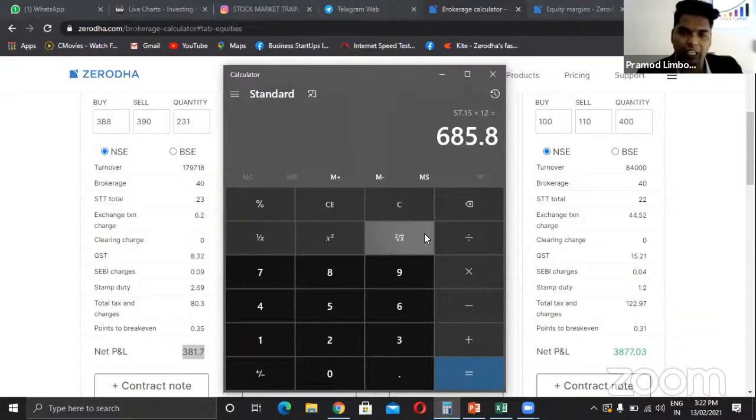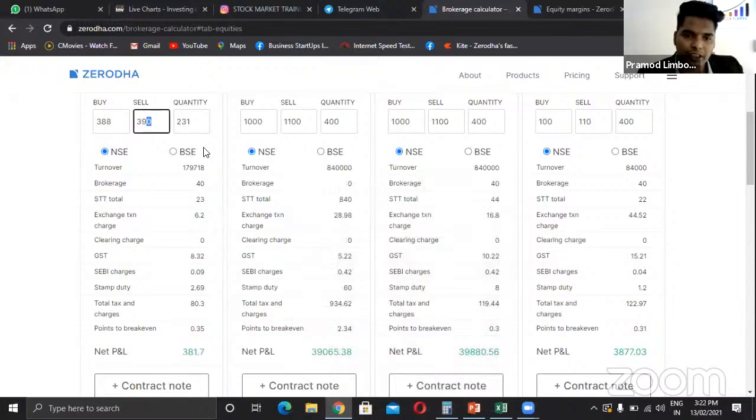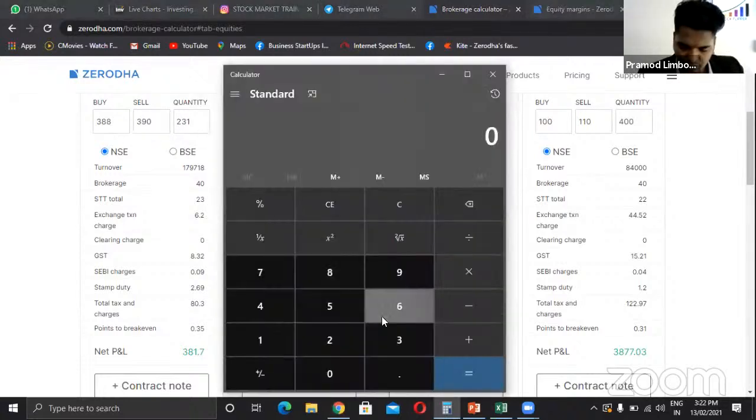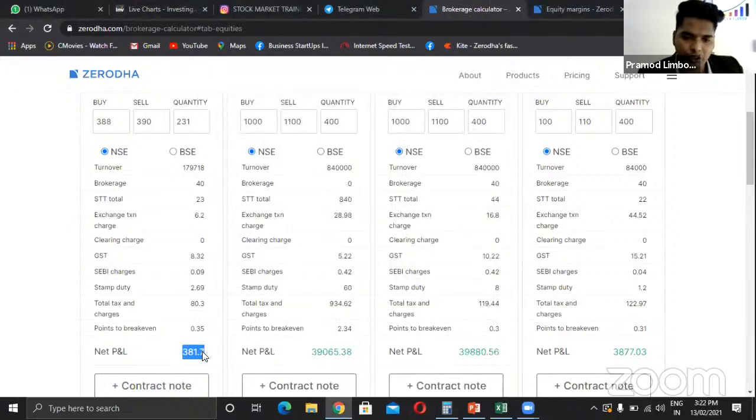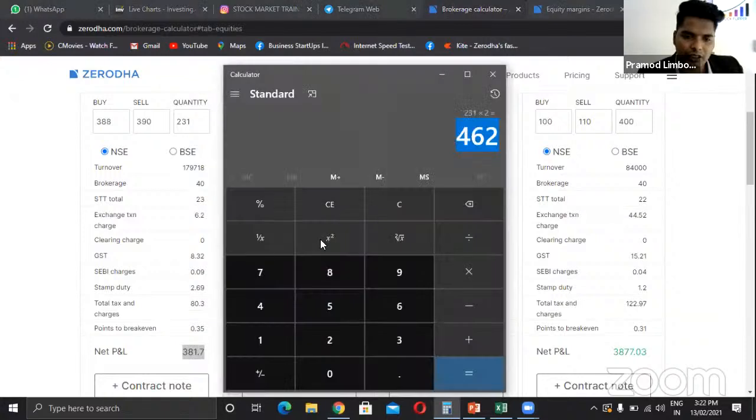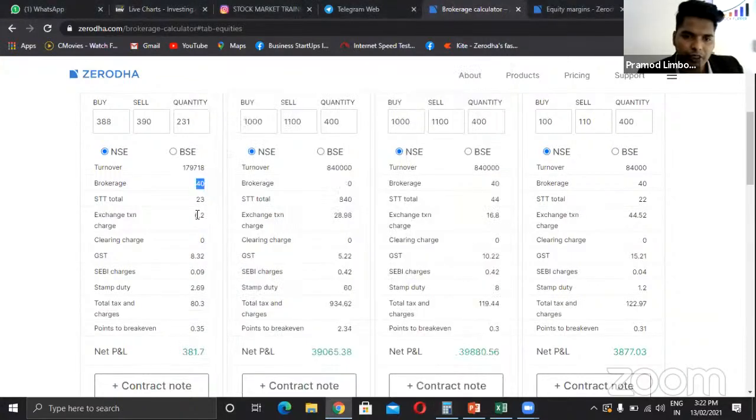But here's a catch. What's the catch? If you are thinking that you will always get profit, this is not always the case. You can see here your profit is around 2 rupees; if you calculate 231 into 2, that is 462, but you are getting only 381. So where is the other amount going? It is deducted in brokerage and taxes.